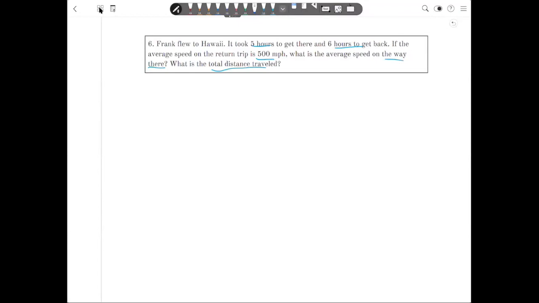Okay, so the average speed on the return trip is 500, and it takes 6 hours to do that. So what is the distance? What is the distance between himself and Hawaii? Distance is speed times time, and the speed is 500 miles per hour, and it takes 6 hours. And that will just be 3,000 miles. So 3,000 miles.